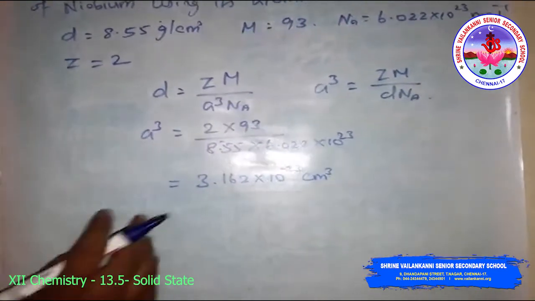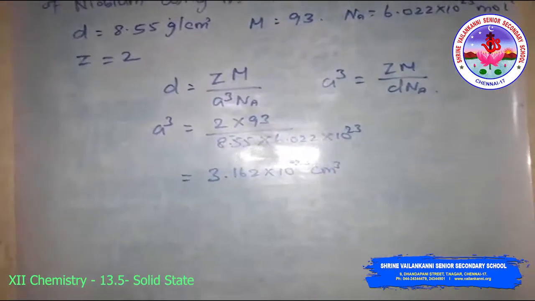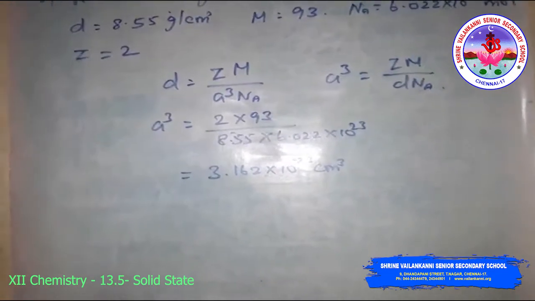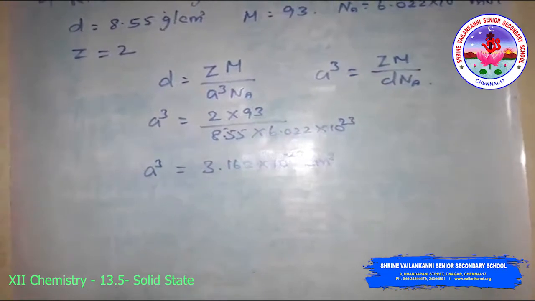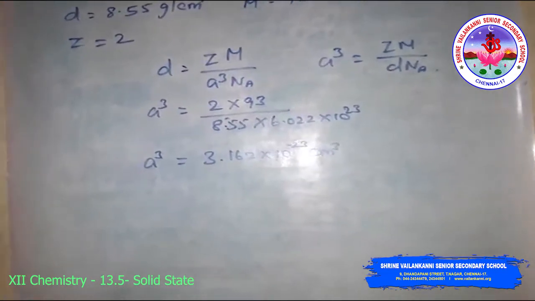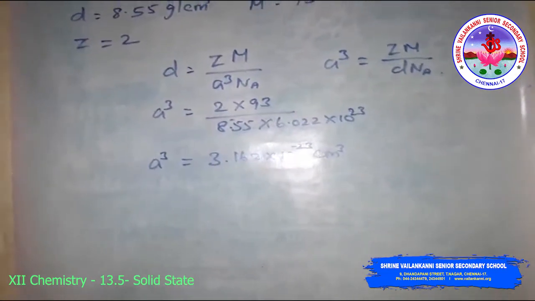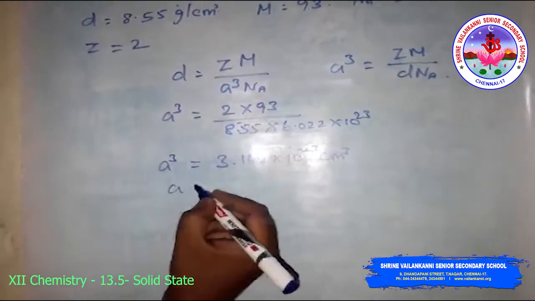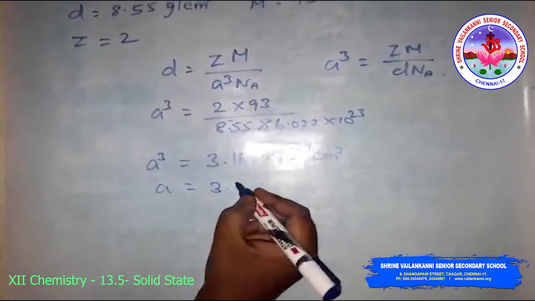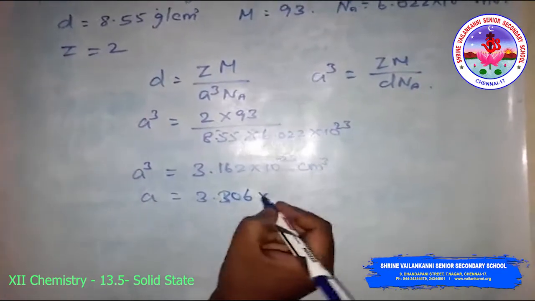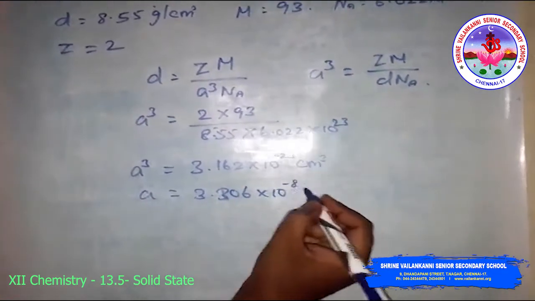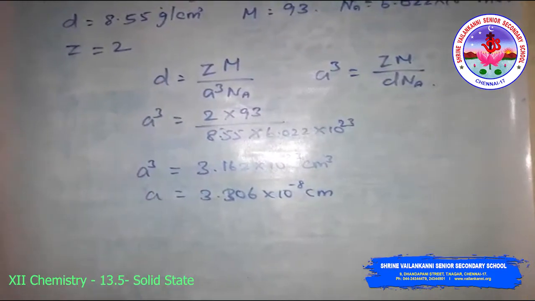For edge length, you have to use either centimeter, picometer, nanometer, like this. So here A cube is 3.162 into 10 power minus 23 centimeter cube. So A will become 3.306 into 10 power minus 8 centimeter. This is A cube and this is A.